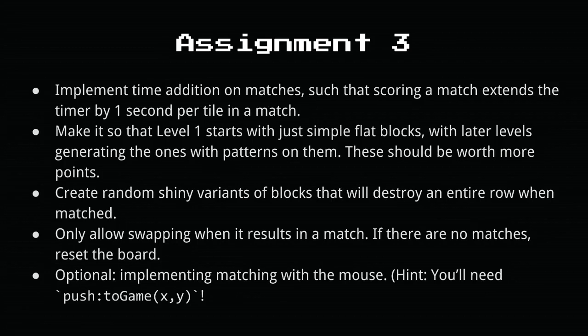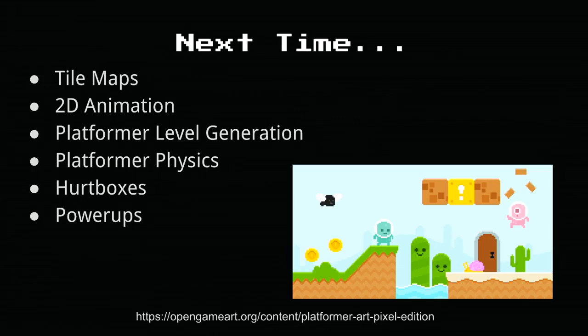And then optional, if you're curious and want arguably a better gaming experience with this, implement actually playing with the mouse, like being able to click and drag or just click individual tiles. To do that, because we use the push library for virtual resolution, you'll need to convert the window mouse coordinates to push coordinates so that they'll map into the game space appropriately. You'll use a function called push toGame, which takes an X and Y, where the X and the Y will be your mouse coordinates.